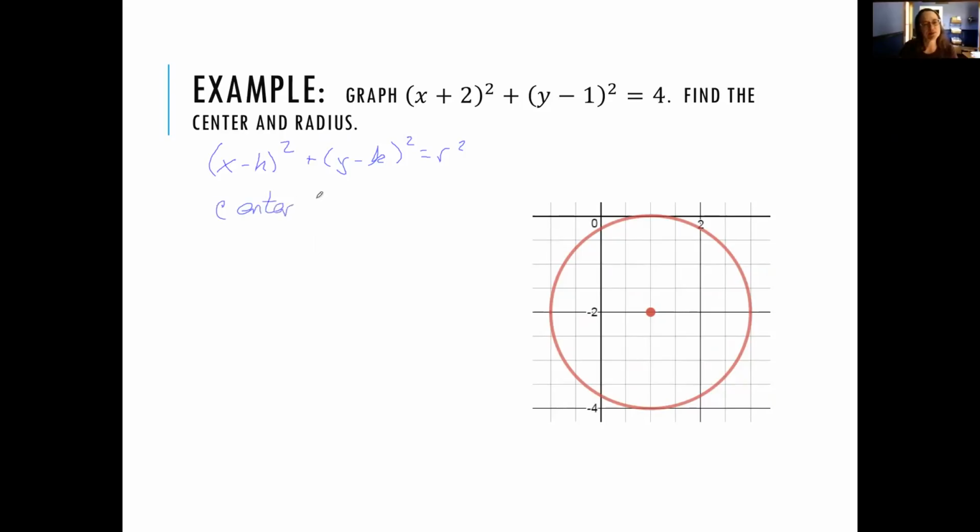So if we want to find the center, it is located at the point (h, k). H is the number that is subtracted from x. This is x plus 2, that's x minus a negative 2, so my center is at negative 2. K is the number that is subtracted from y, which is 1. So the center is (-2, 1). The radius is the square root of 4, so r equals 2. And there we have it.